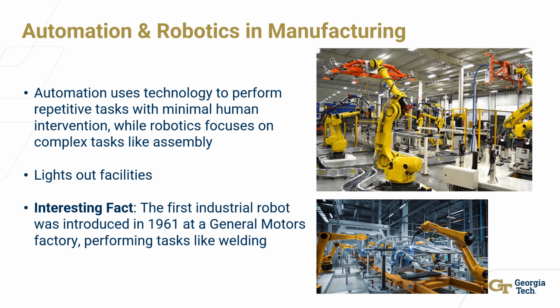One interesting fact is that the first industrial robot was introduced in 1961 at General Motors, where it performed essential tasks such as welding. You can see on the right there many cobots working together to manufacture a specific product. In the case of the bottom right image, it is a vehicle chassis.